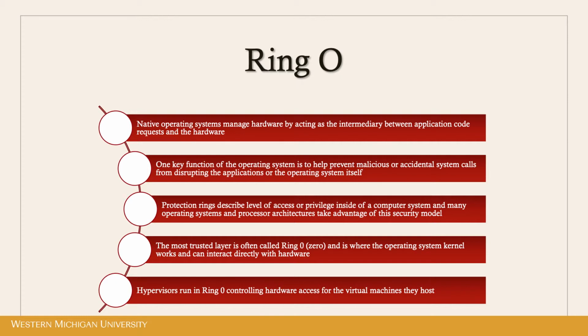Now, when we talk about these models, the most trusted layer is called Ring 0. And that's where the operating system kernel works and what can interact directly with the hardware, right? That's the stuff that gets right down to interact directly with the hardware. It's the most basic, low level. So that's the one that has, of course, the most power. This is where we can really mess things up. And hypervisors run in Ring 0 so that they can control hardware access for all the virtual machines that they host.